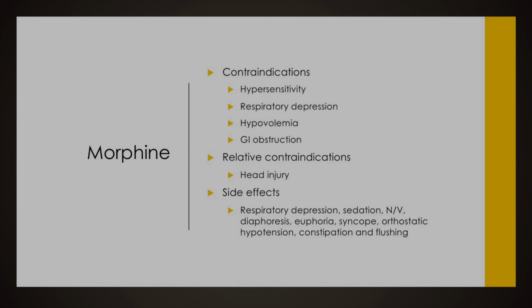Side effects include respiratory depression, sedation, nausea and vomiting, diaphoresis, euphoria, syncope, orthostatic hypotension, constipation, and flushing from histamine release. The key point is that morphine affects multiple systems: respiratory, cardiovascular, and GI. So reassessment and monitoring are non negotiable.